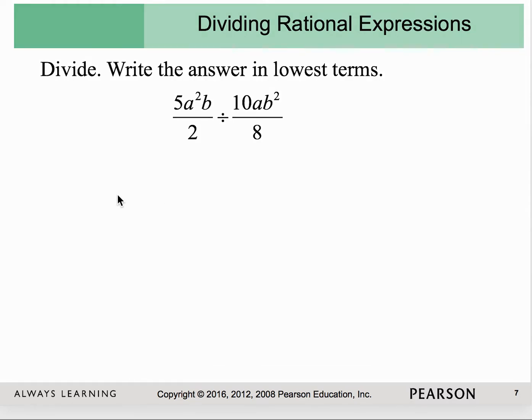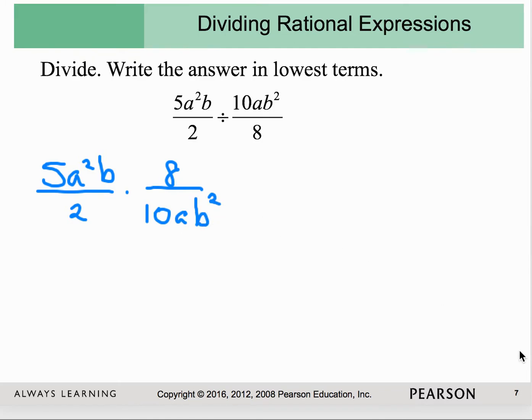Okay. All right, it's a division, so I'll write the first one the same. I copy it. Change it to multiplication, which is a dot, and use the reciprocal, or flip it upside down. Copy, dot, flip. I'm going to switch colors, maybe make it a little more obvious, I hope.